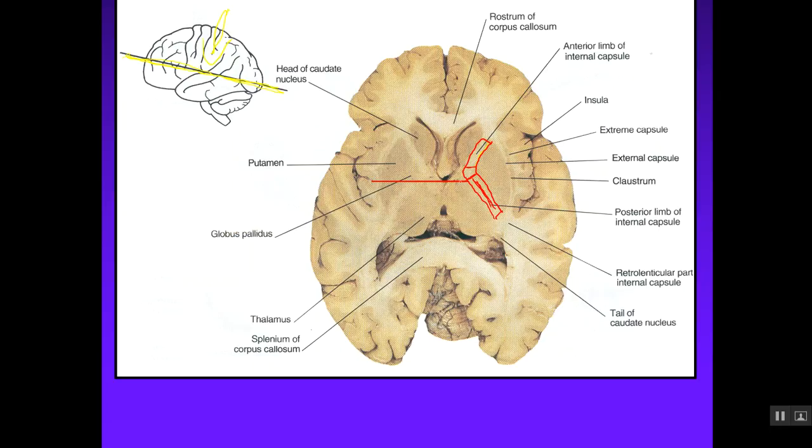Here is your thalamus right here. And then this is part of your basal ganglia structures out here, your putamen and globus pallidus together. And this is also part of your basal ganglia, the head of the caudate here. So that internal capsule is squeezed down between basal ganglia structures and thalamic structures as it's running down through there.